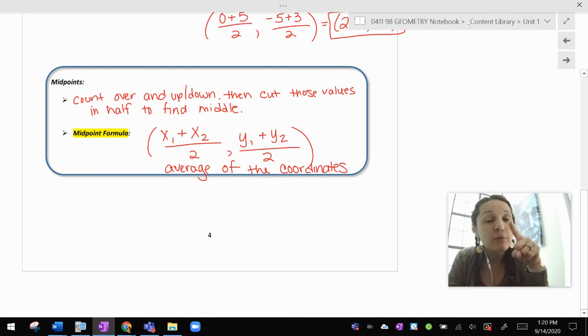Also, I end every lesson with a really bad joke. So the bad joke today is, what color socks does a bear wear? What color socks does a bear wear? Bears don't wear socks. They have bare feet.